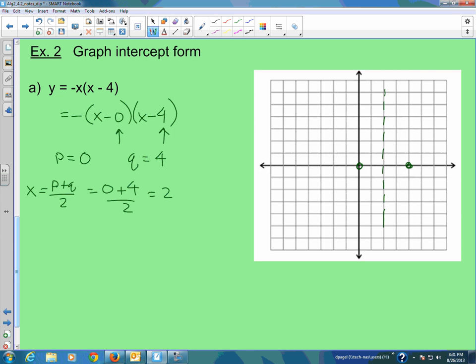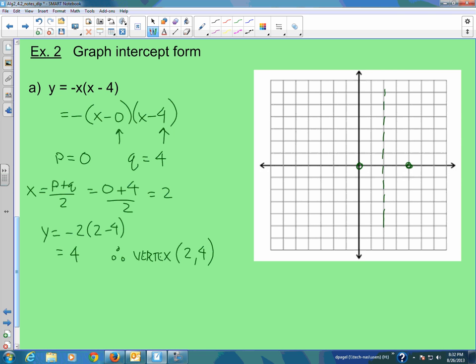And then now we go find the vertex. So we find the vertex by plugging a 2 in to my equation for x. Following, here we got negative 2 times a negative 2 is a positive 4. Follow my order of operations. 2 minus 4, negative 2. Negative 2 times negative 2 is 4. And so therefore, my vertex has a coordinate of 2, 4.